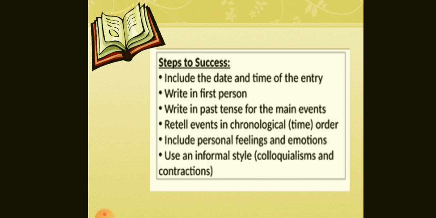Then you must write the main events that happened or that occurred in a day in past tense, because the time has already passed and you're writing the diary at the end of the day. So you will write all the sentences in the past tense. Then you should always write the diary in a chronological order, in the order in which they occurred in a day.